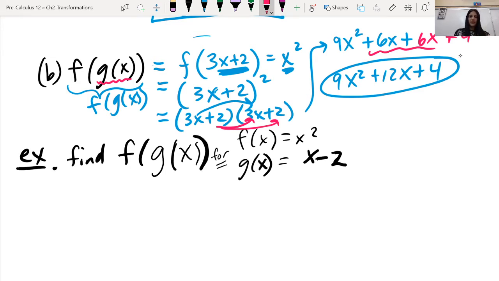So again, if we are looking for f of g of x, maybe a helpful way to write this, nope, I want to keep it consistent. So I'm going to say f of, and g of x is equal to x minus 2. So I'm going to substitute in x minus 2 into there.